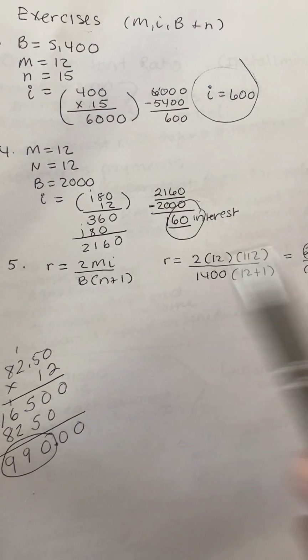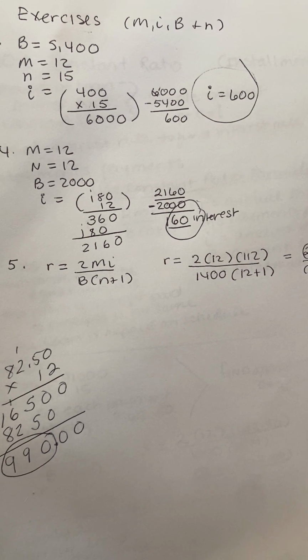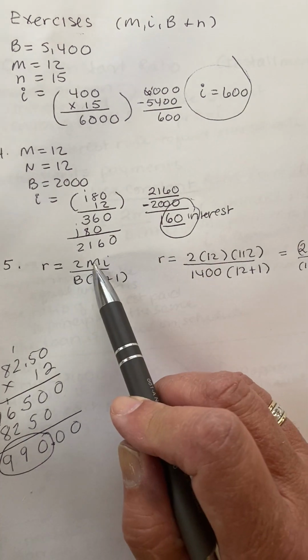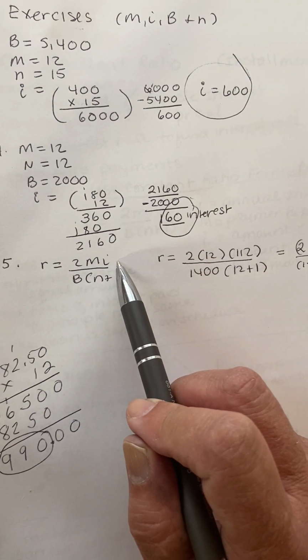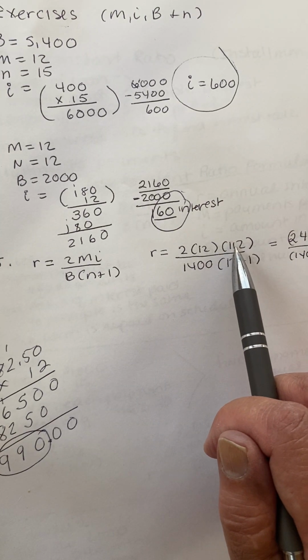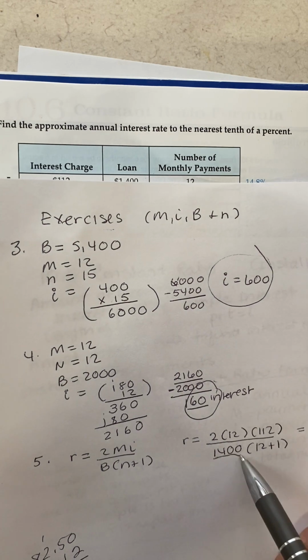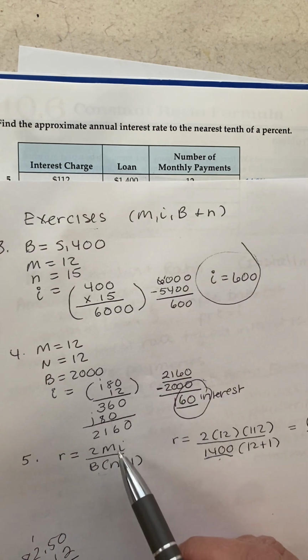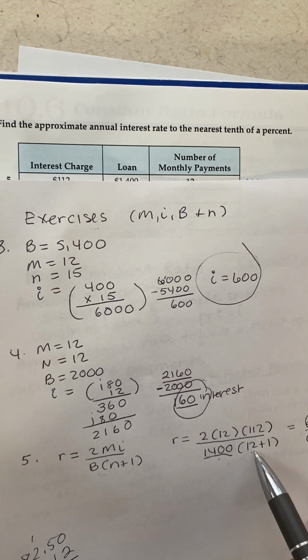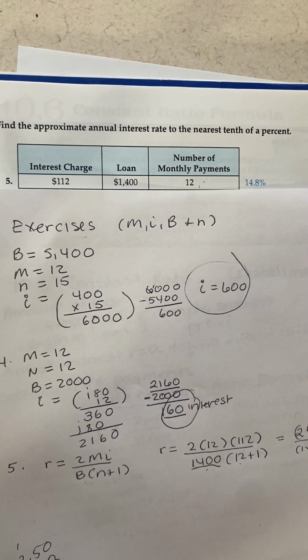So let's do that. We put it into our formula. R equals 2MI over B(N plus 1). Okay, so R equals 2. M is always going to be 12, right? And they told us the interest was $112, right? So we have $112 here, the interest. And now the B, how much did they say we borrowed? $1,400 here. So we put $1,400 as B right here. The B is $1,400, the M is 12, and the interest is 112. And now, how many payments are we going to make? It says number of monthly payments, 12. And so we have it right there.